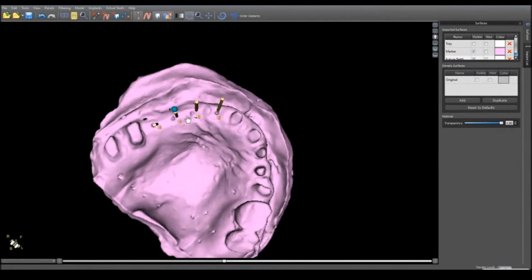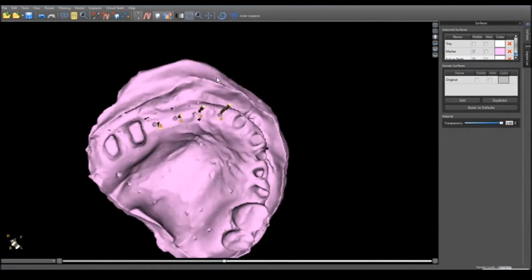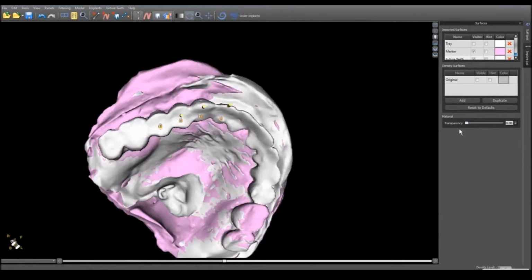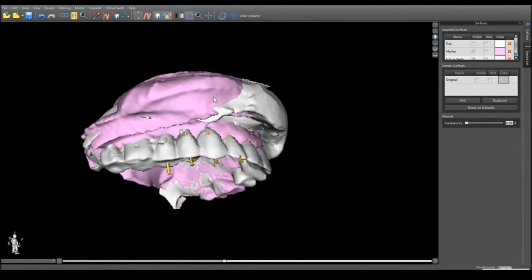And there was room for 4 implants. In fact, we placed 3. But to do this case without a wax-up was quite simple. I took an alginate impression of the patient without their bridge, and I took an alginate impression of the patient wearing their bridge. And these data were merged into the planning software.